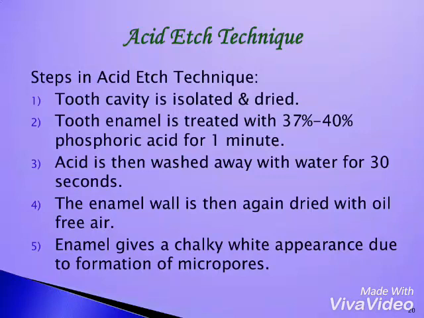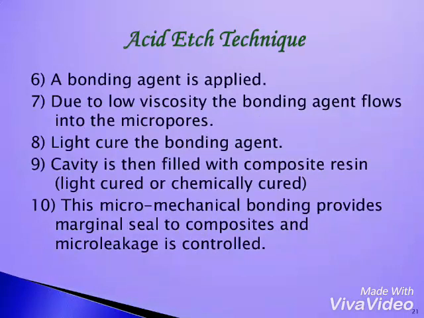The third type, which is micromechanical bonding, is only seen in dental composite, and this is achieved with the help of a specialized technique known as the acid etch technique. In the acid etch technique, first we condition the cavity. After conditioning, we treat it with 37% phosphoric acid. After 30 seconds, we wash the phosphoric acid off, and the tooth gives us a chalky white appearance. We use a low viscosity enamel or dentine bonding agent, and then we light cure it.